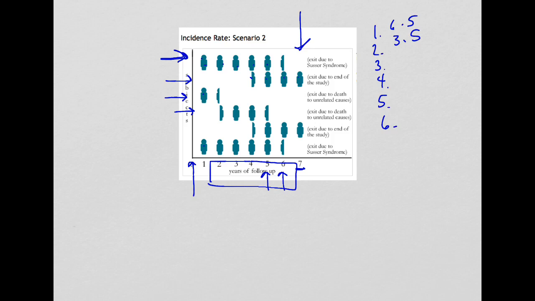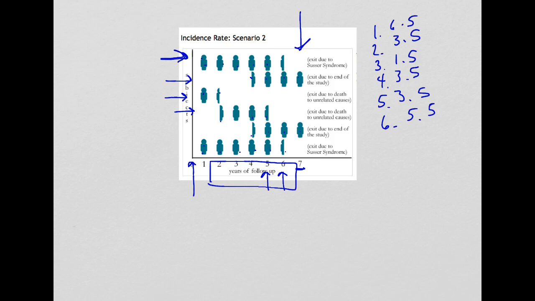Person 3, 1.5 years. Person 4, 0.5, 1.5, 2.5, 3.5. Person 5, 0.5, 1.5, 2.5, 3.5. And person 6, 1, 2, 3, 4, 5.5 years.